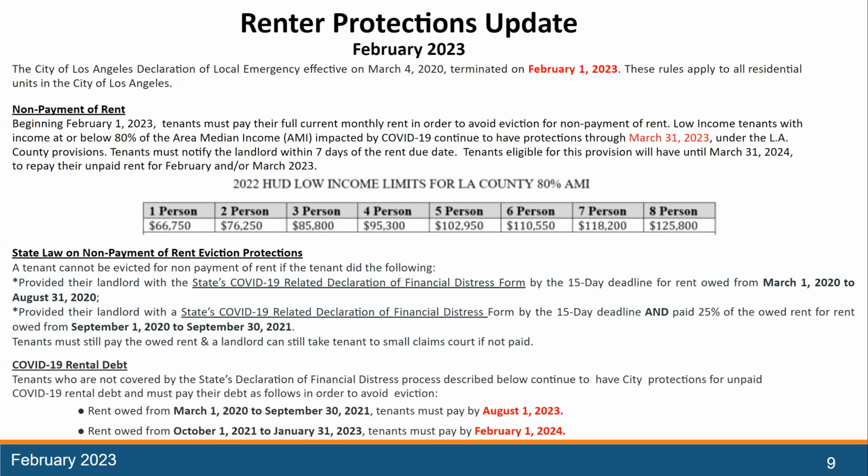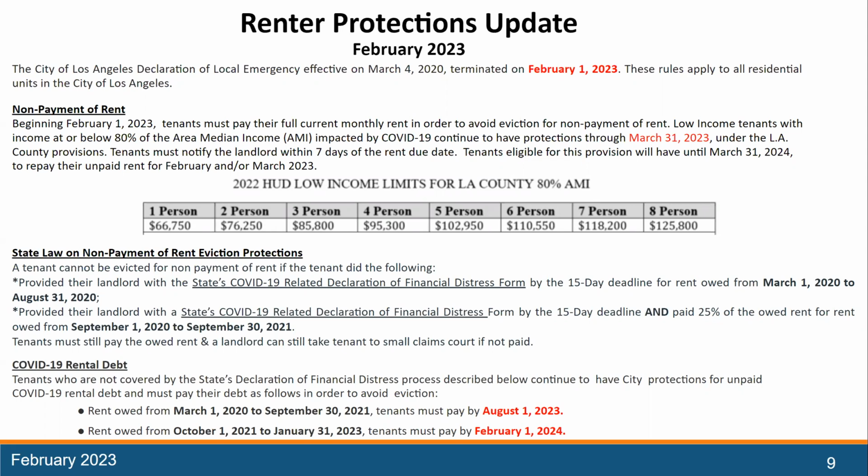Likewise, for the time period between September 1st, 2020 through September 30th of 2021, if the tenant did two things. Number one, gave the landlord a COVID-related declaration of financial distress and paid 25% of the total rent owed for those months, the landlord can also not evict the tenant for non-payment of rent for these months.